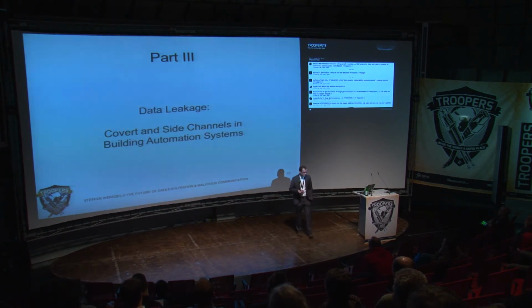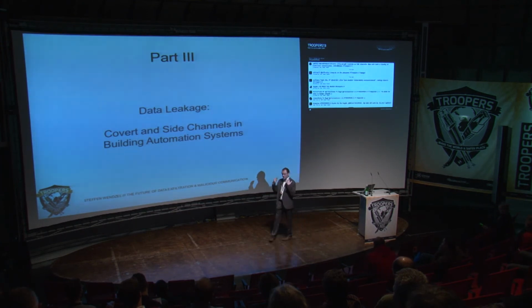The last part of the talk is about data leakage and covert channels in the building automation area. Because I thought, how can we exfiltrate data in future? Let's say new systems come up to block our hidden communications in the usual TCP/IP networks. Why not use the building automation network to exfiltrate data?